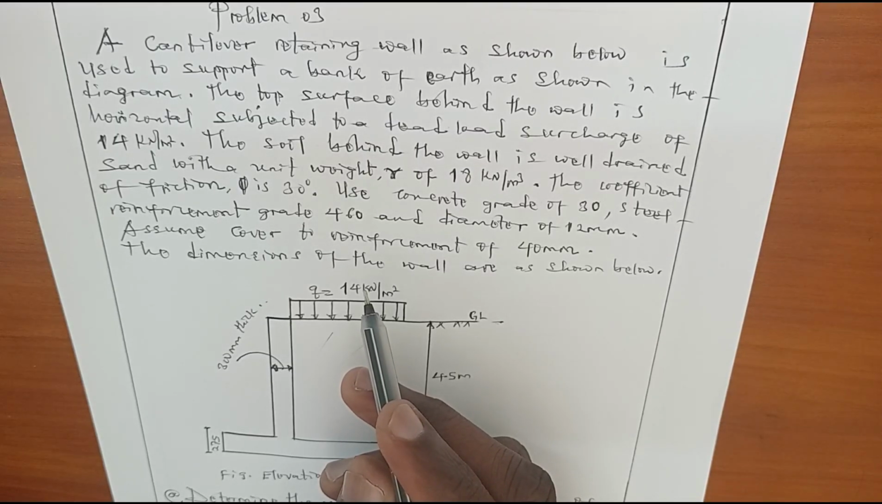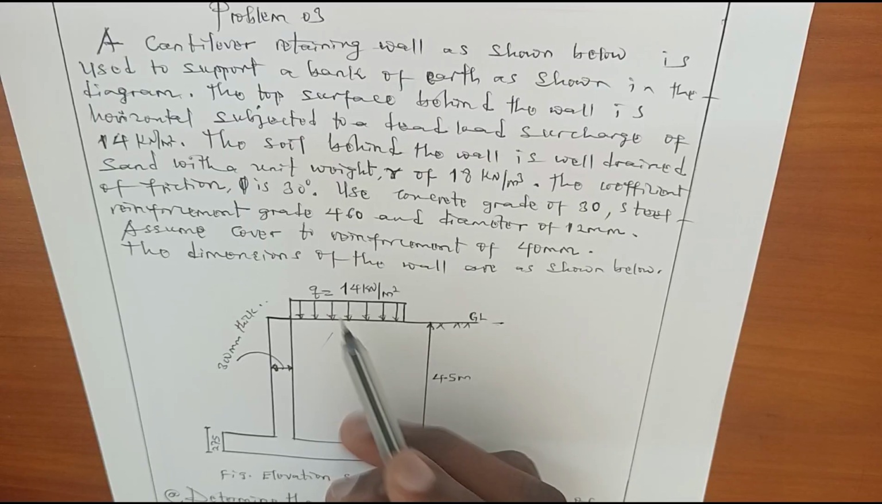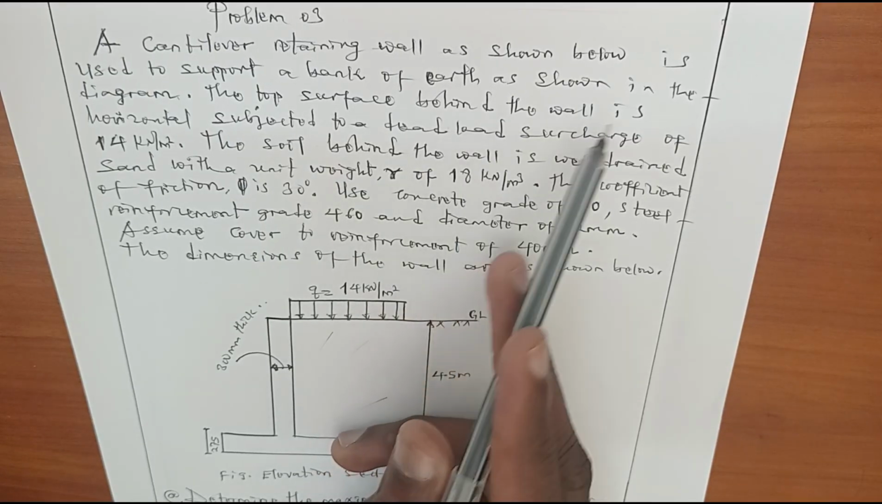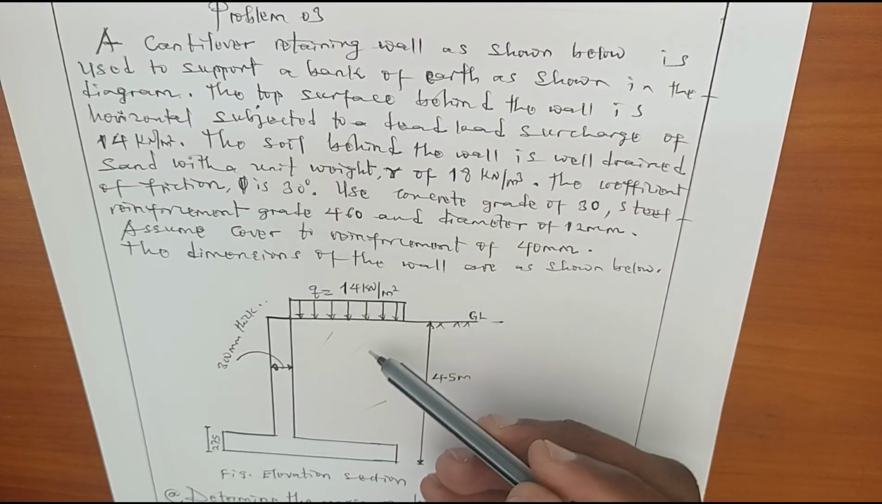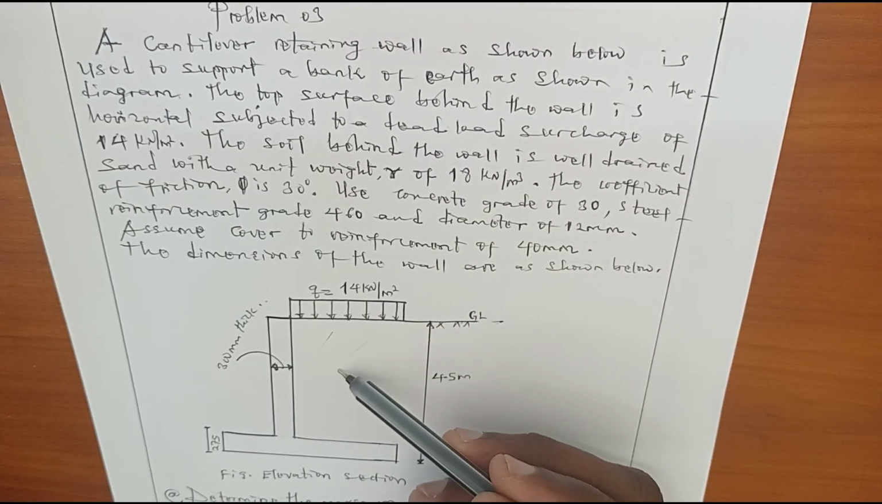In this video, we'll be learning how to design a cantilever retaining wall which is subjected to surcharge. In our problem, a cantilever retaining wall as shown below is used to support a bank of soil, as shown below. This is the bank of soil which is supported by the cantilever retaining wall.